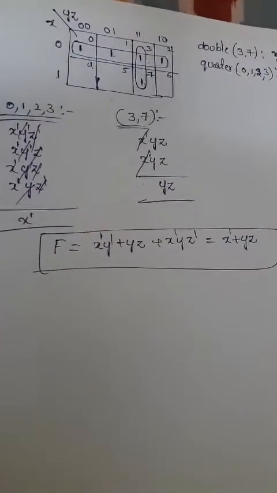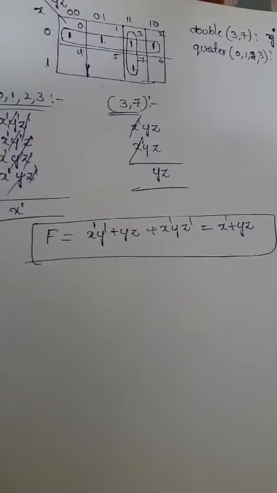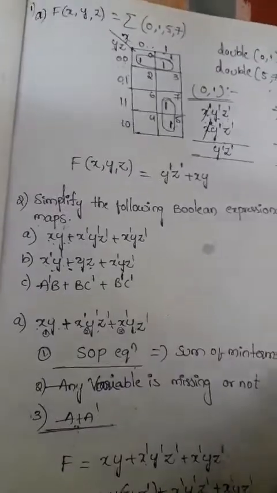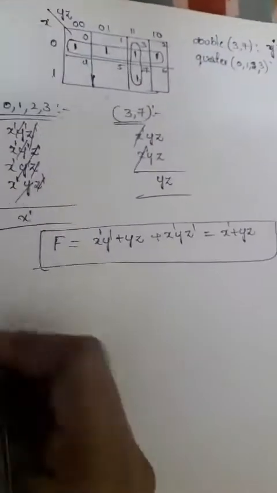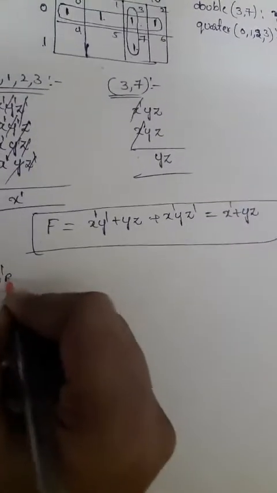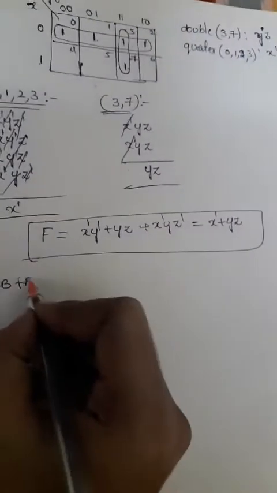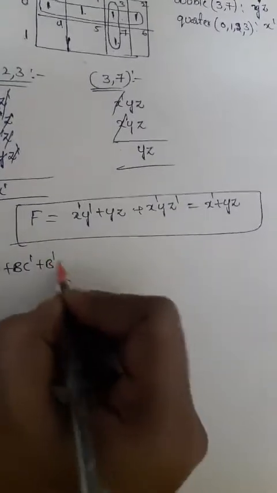Okay. So now we'll go for the next step. What is the other problem we have? The third problem, that is a complement b plus bc complement plus b complement c complement. Okay, this is our third problem.